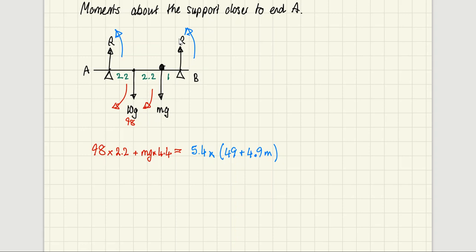Close to the end, A. Because it's on the pivot point, so it applies no moment whatsoever. So, sorry, where do you get 48? 98. Is that, sorry. So when I take this one here, it is nothing. And you will end up with M equals.